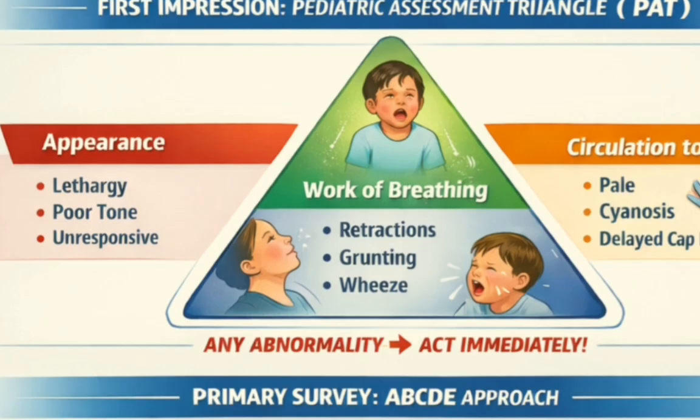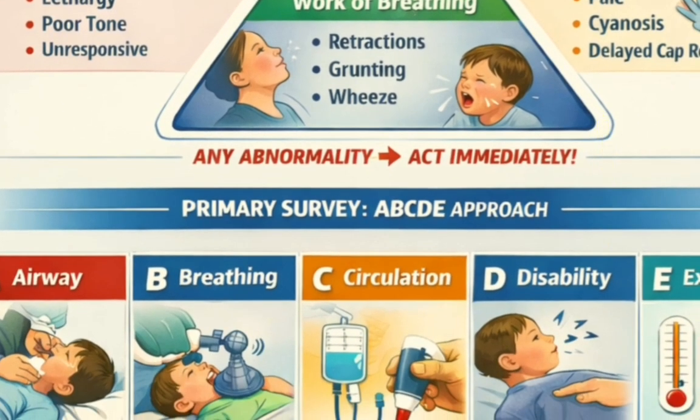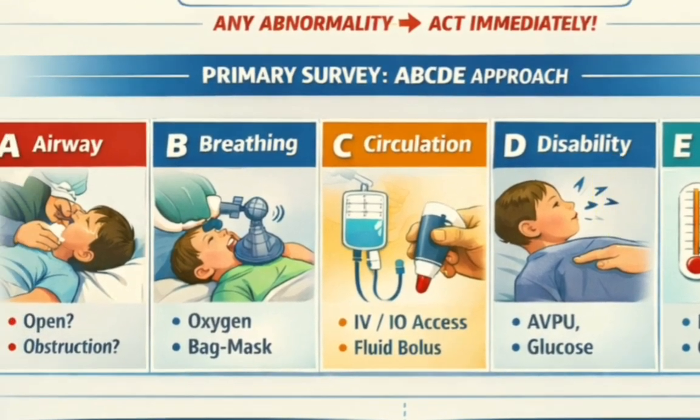Step 2. Now we move to the primary survey, which must be completed within the next few minutes. In the primary survey, we have an ABCDE approach. A is for airway, B for breathing, C for circulation, D for disability, and E for exposure.